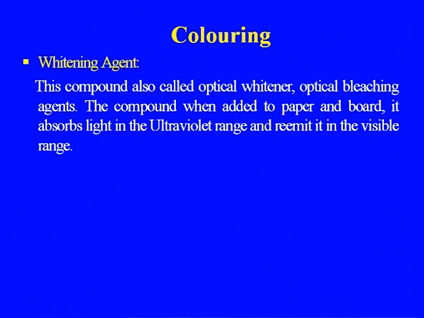Whitening agent is also used; this compound is also called an optical whitener or optical bleaching agent. When added to paper and board, it absorbs light in the ultraviolet range and remits it in the visible range, so sometimes the whitening agent is also added.